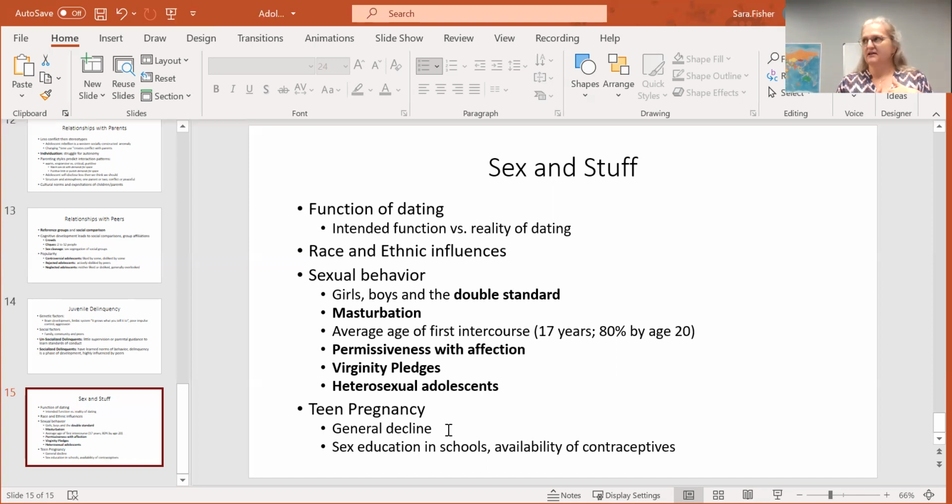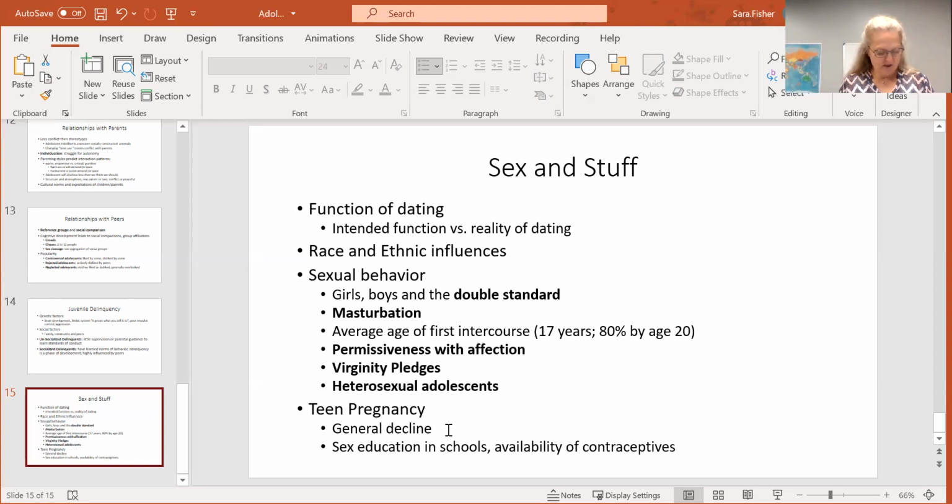I used to say that if you lived in rural America, the only thing available to you was to drive fast and have sex, because back then, in the 80s, there were no roller rinks, there were no movie theaters. So what is a young person to do?